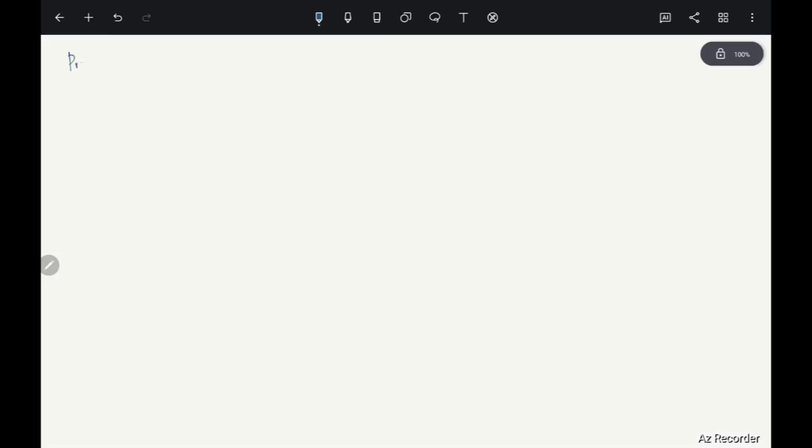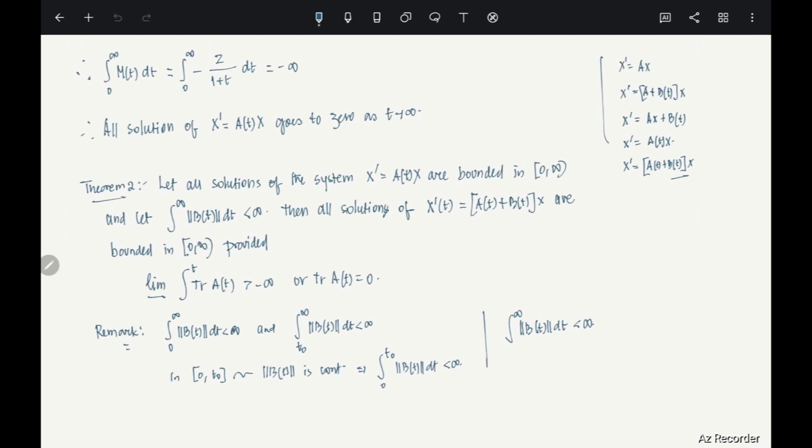Okay, so let's look at the proof. What is the theorem saying? The theorem says that these are the two conditions: if the trace of A(t) is 0, or if the limit infimum of the trace of A(t) is greater than minus infinity, then we are done. How do you prove something like that? So let's look at this.